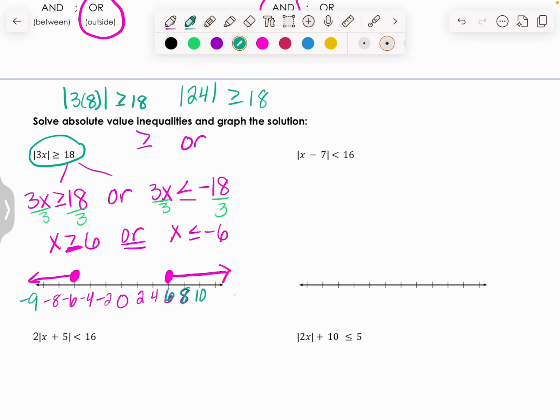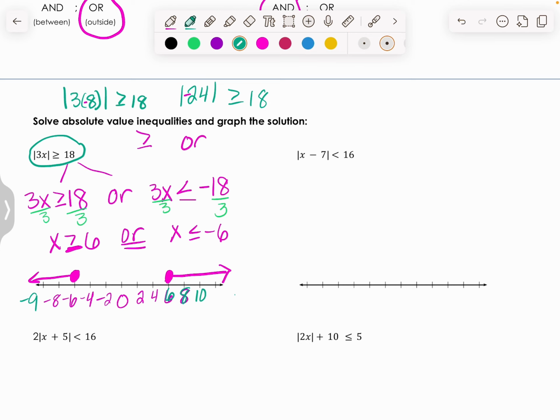And it would be the same if you did negative 8 the other direction, because you get negative 24, and it's the absolute value of negative 24, and the absolute value of negative 24 is 24 because it's 24 spaces away from 0, which is bigger than 18. So we know that our solutions are correct.